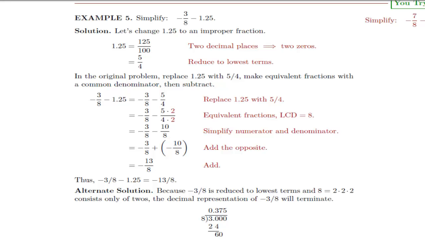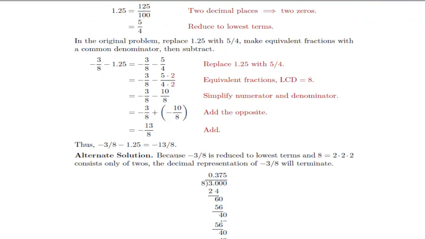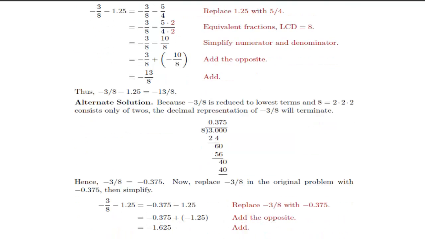So we'll multiply the second fraction by 2 over 2 to get equivalent fraction 10 over 8 with denominator 8. Then, since we have common denominators, we will combine the numerators. Negative 3 plus a negative 10 is negative 13, so the result is negative 13 over 8.